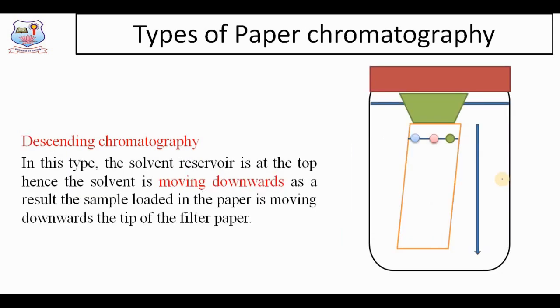Descending is the opposite. Here the solvent reservoir is at the top of the paper strip, right? This is the solvent reservoir. So here you can note the direction of the arrow mark. The movement is downwards. So here the molecules are descending from the top of the filter paper.